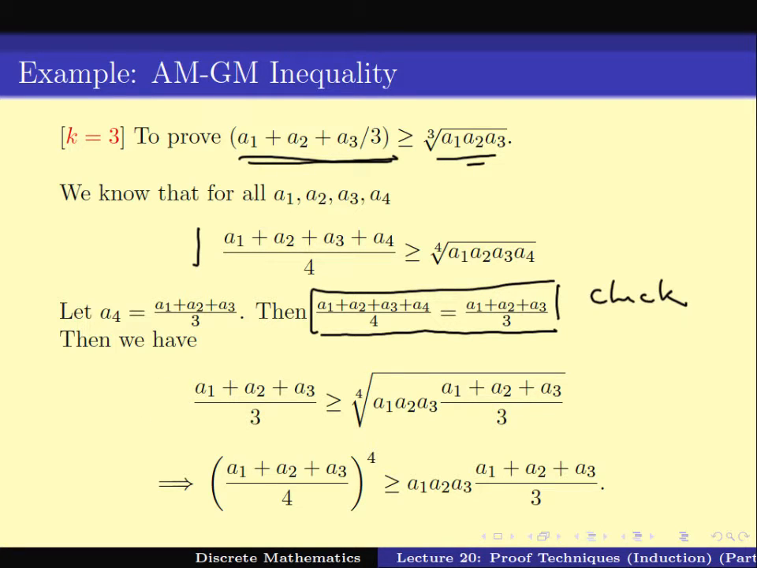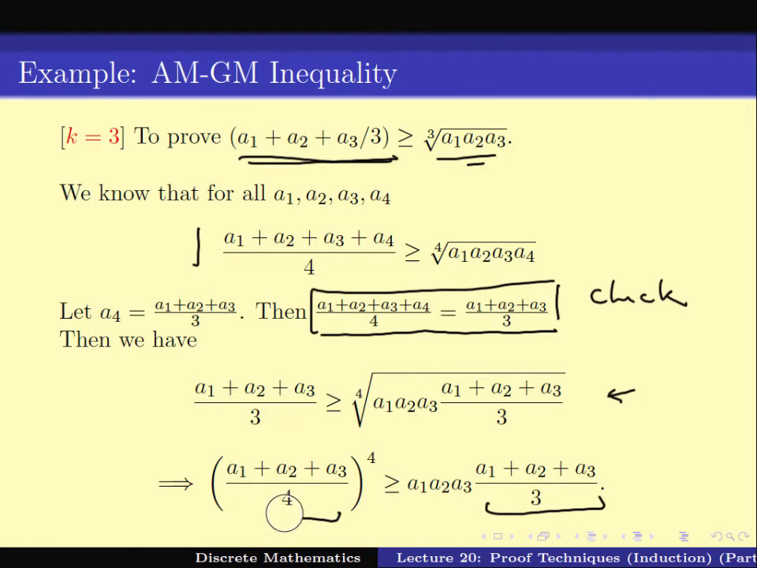But in any case, let's take the 4th power on both sides, and I get A1 plus A2 plus A3 by 3, whole power 4, is bigger than the product of A1, A2, A3 times A4. Sorry, I made a mistake, this is by 3, correct? Because I am taking the 4th power of the sum by 3. And this is also A1 plus A2 plus A3 by 3. So this has a 4th power, this has no power.